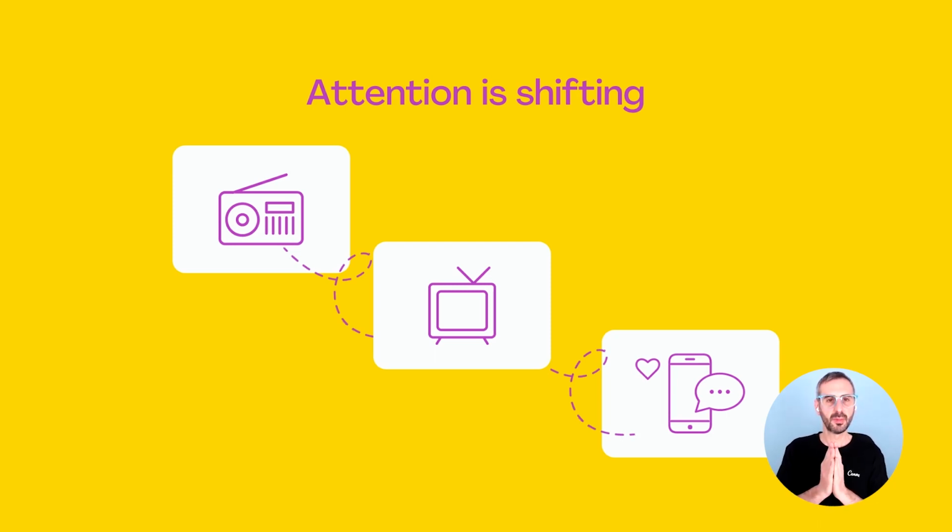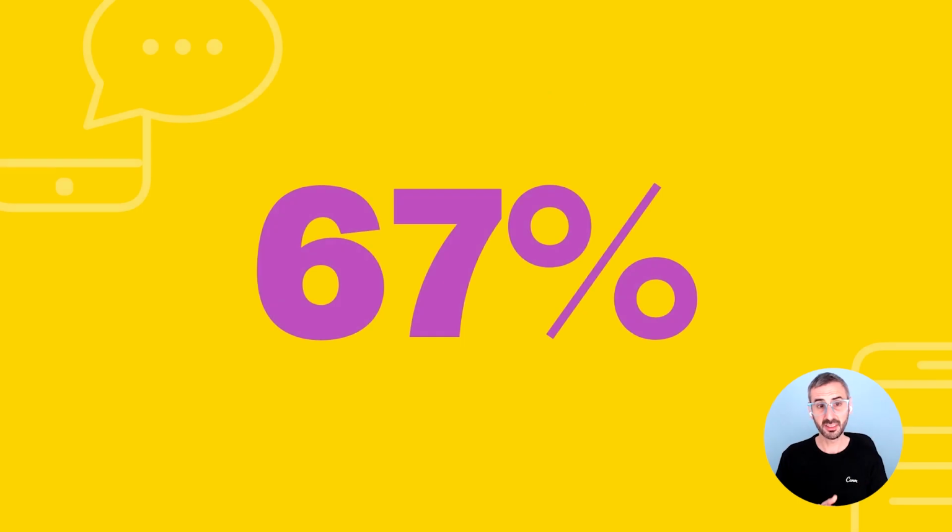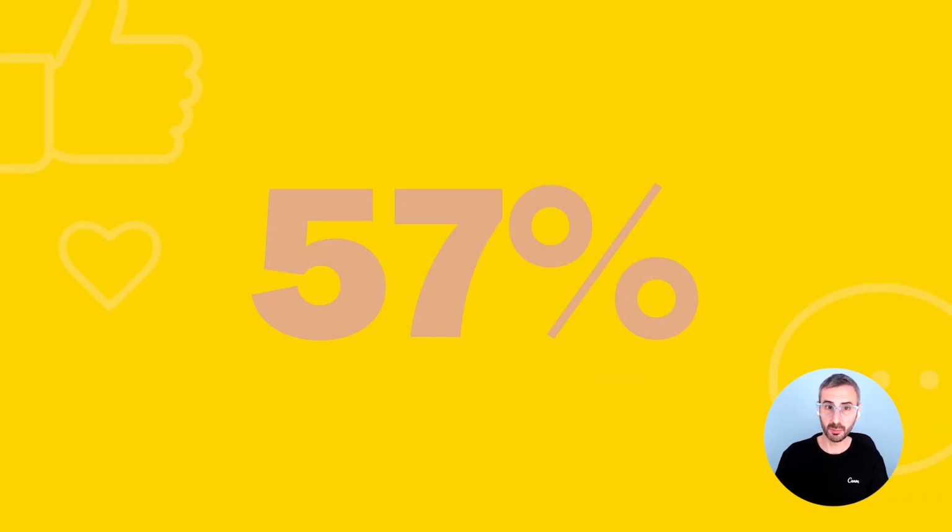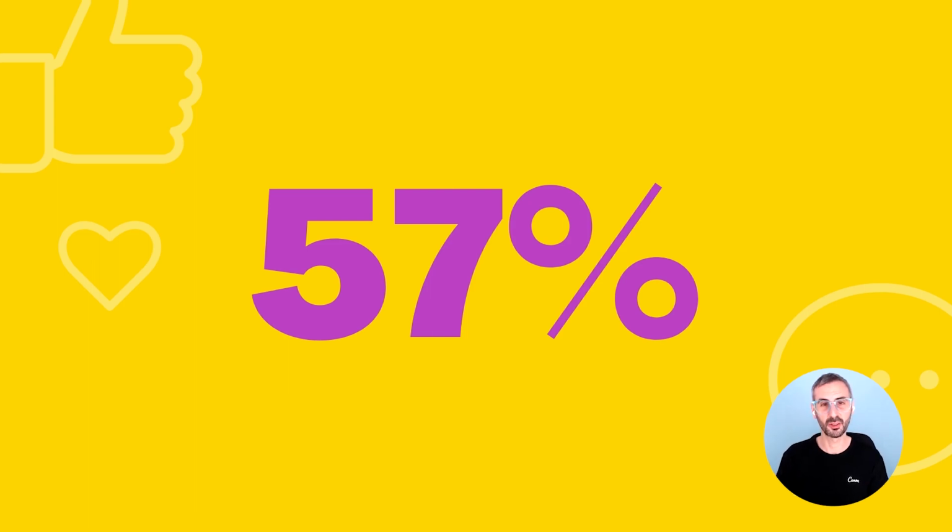So let's quickly look at some statistics here to confirm that shift in the way we consume and produce information. First, 67%. That is the percentage of the world's population that uses a mobile phone, which is roughly 5.3 billion people. And my source here is Hootsuite's blog. Now, next slide, 57% still of the world's population uses social media.